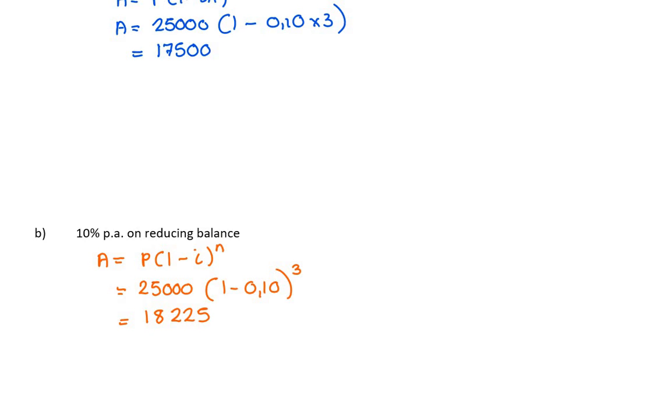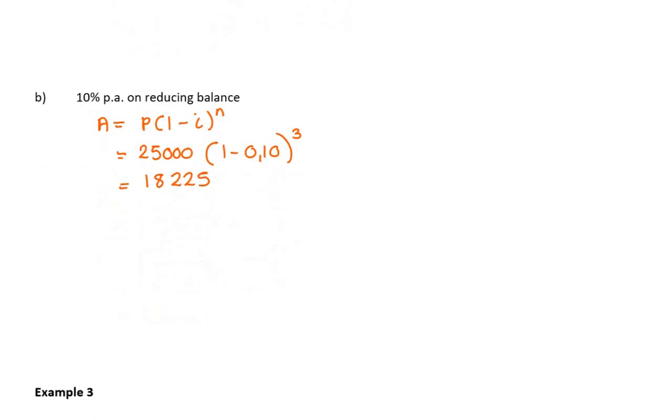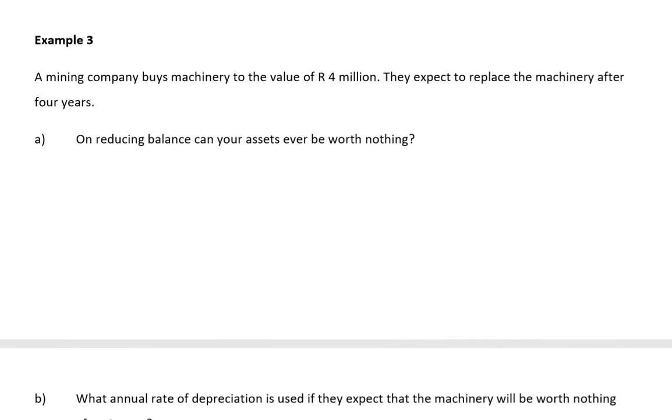Okay, so that's pretty much the formulas, and obviously we can solve for different things. And so let's look at another example. Example 3 says a mining company buys machinery to the value of 4 million Rand. They expect to replace this machinery after 4 years. Okay, now this is a very important concept that we're going to be looking at in this particular question.